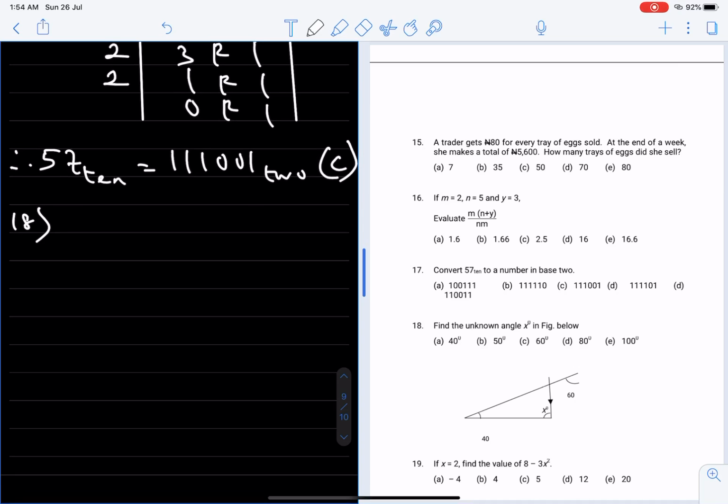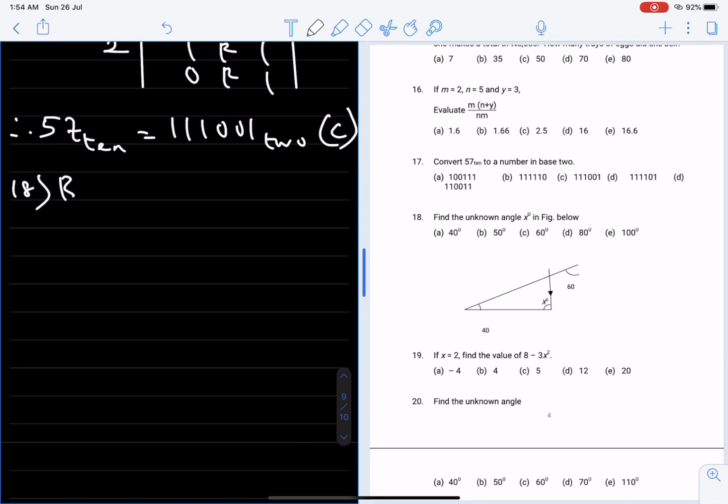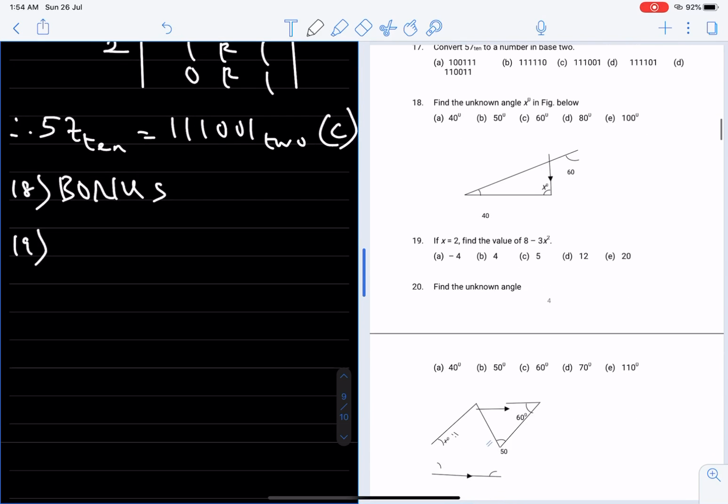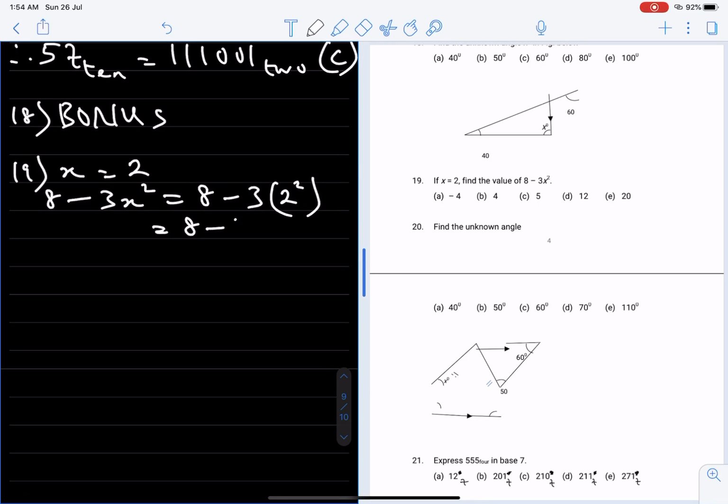Find the unknown angle X in the figure below. Unfortunately, this is also not clear, so that's going to be a bonus. And we go to number 19. If x equals 2, find the value of 8 minus 3x squared. That means 8 minus 3 times 2 squared, which means 8 minus 3 times 4, which means 8 minus 12, and that's minus 4. What's the correct option? That's A.